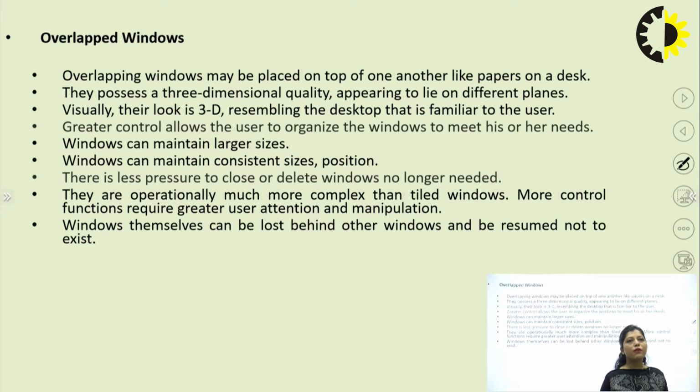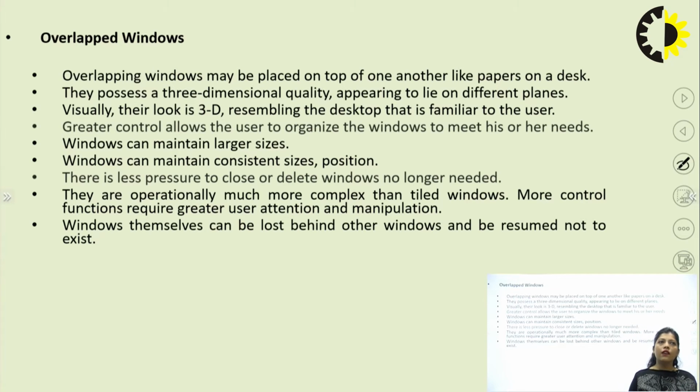So if there are some windows which are no longer needed by the user, there is no pressure to mandatorily close or delete that window if you are not using it. So there is less pressure. They are operationally much more complex than tiled windows. More control functions require greater user attention and manipulation. We previously talked about the tiled window, which is very simple, but the overlapping window is complex.